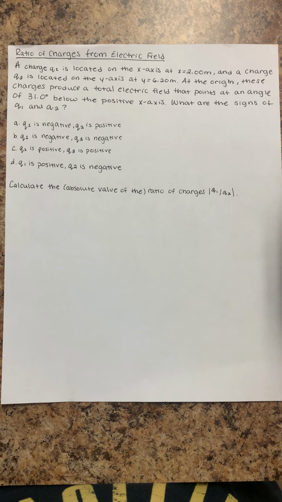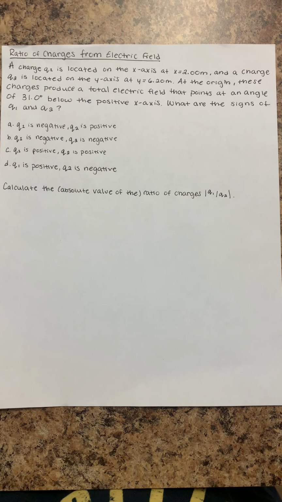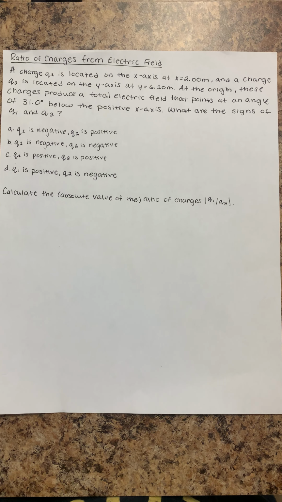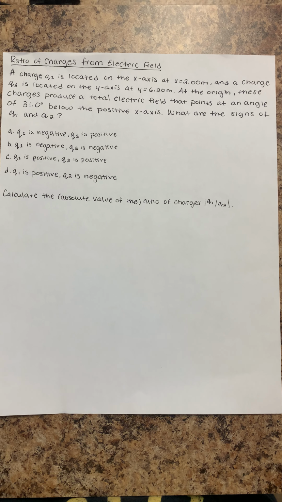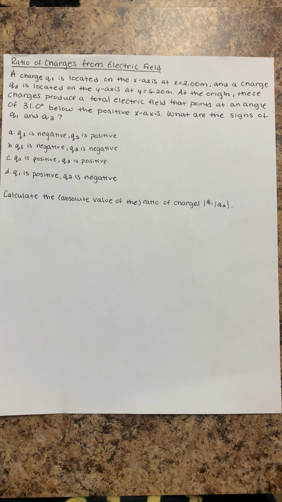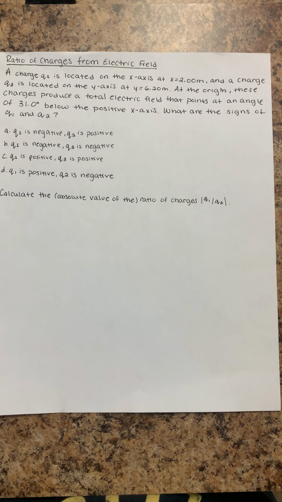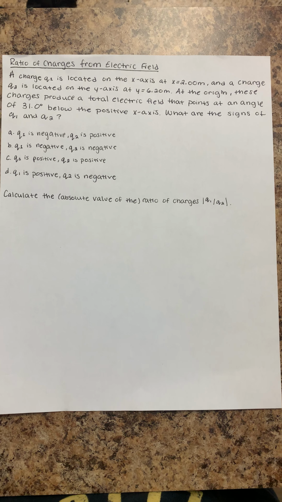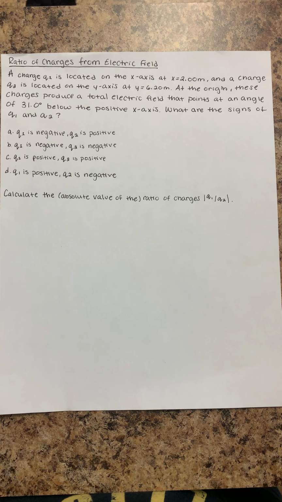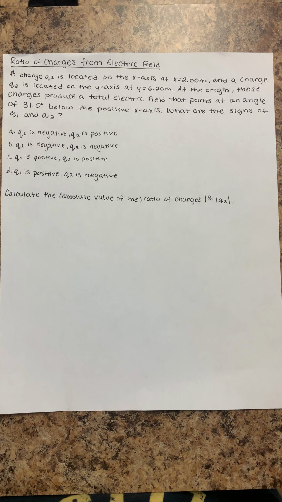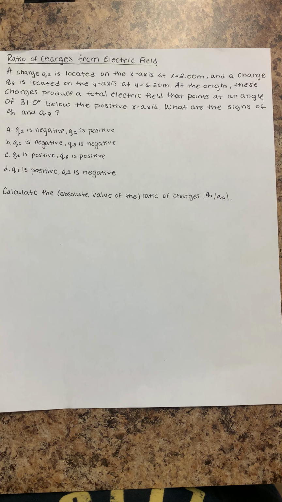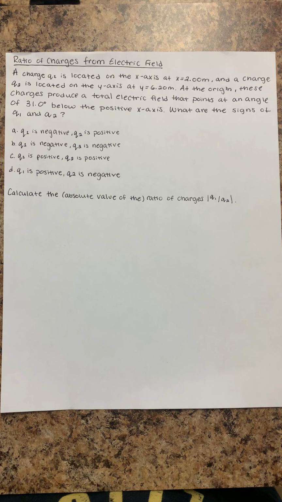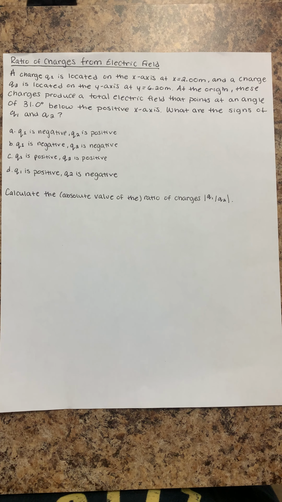The problem I decided to do is ratio of charges from electric field. In this problem, it says a charge Q1 is located on the x-axis at x equals 2 meters, and a charge Q2 is located on the y-axis at y equals 6.2 meters. At the origin, these charges produce a total electric field that points at an angle of 31 degrees below the positive x-axis. What are the signs of Q1 and Q2?